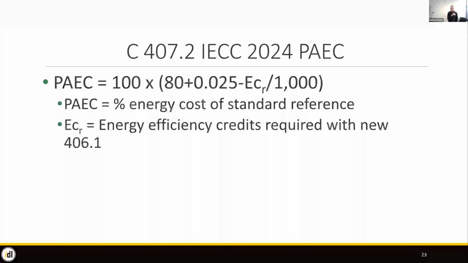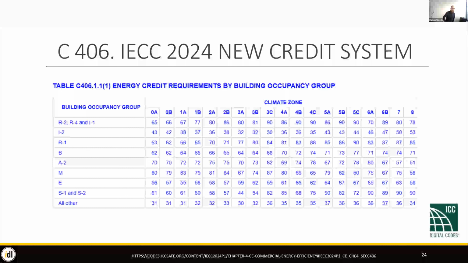I wish it was simpler. But the credits can be somewhat easy to calculate, and by using the total performance, the energy modeling method, you can still bypass a lot of other parts of the code and save yourself some headaches there. So what are these energy efficiency credits that you now have to meet in the 2024 code? So just to be aware of if you've got a jurisdiction that's going to switch over to the 2024 code.